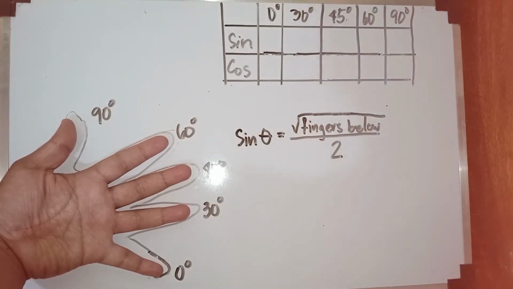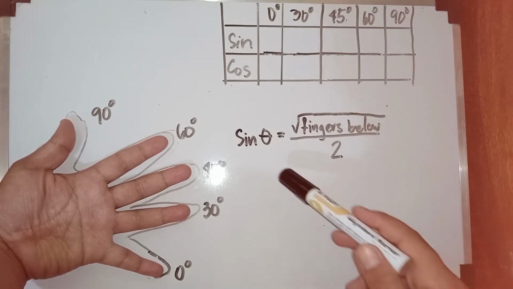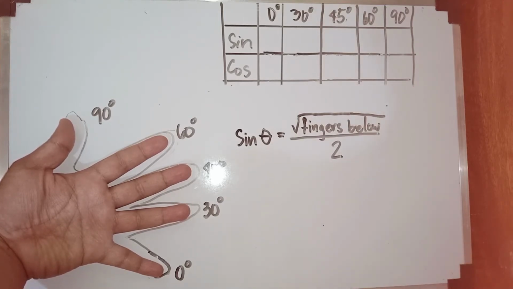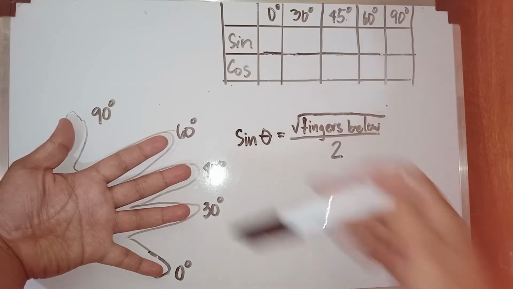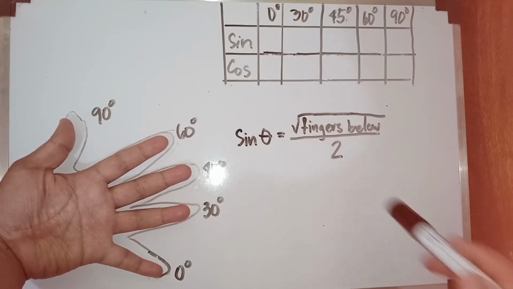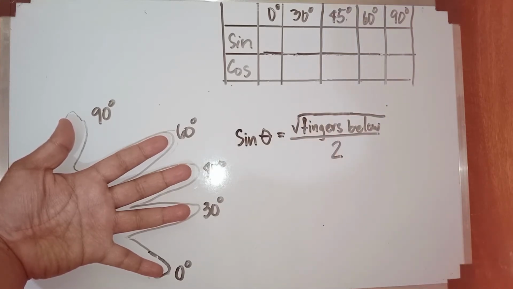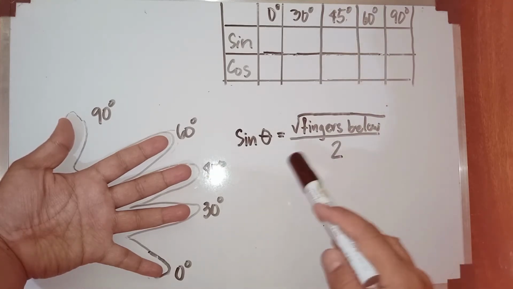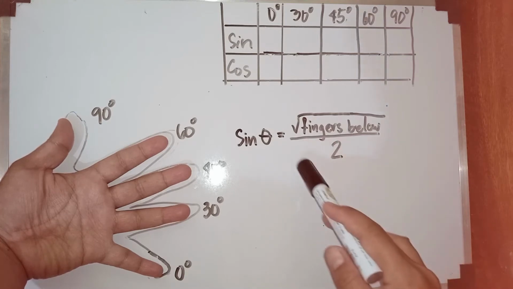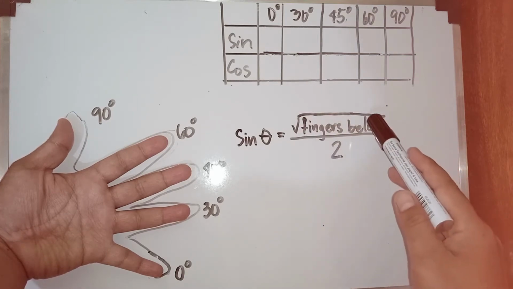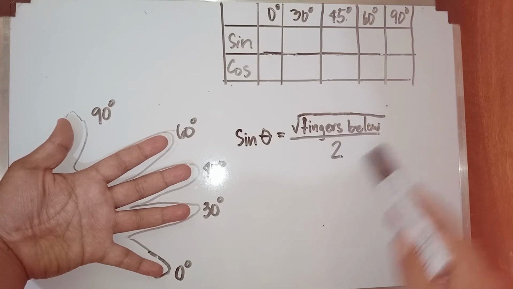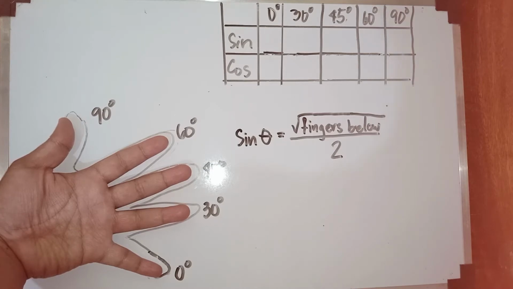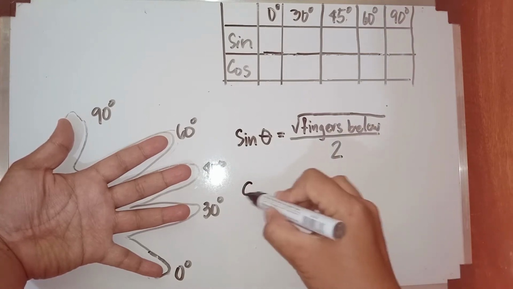So, yung uunahin muna natin mga boss is yung sine value ng ating mga angles. Okay? So, to get the value of the sine function of these angles, we are going to use this formula. That is equal to the square root of the fingers below divided by 2. Okay? So, for instance, we are going to get the sine of a 0 degree angle.